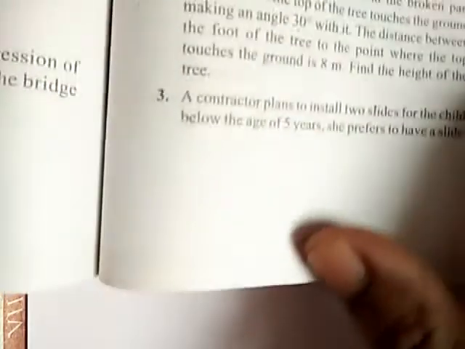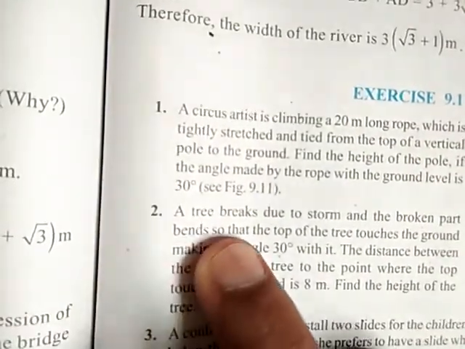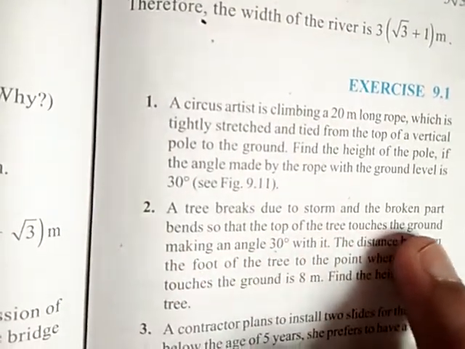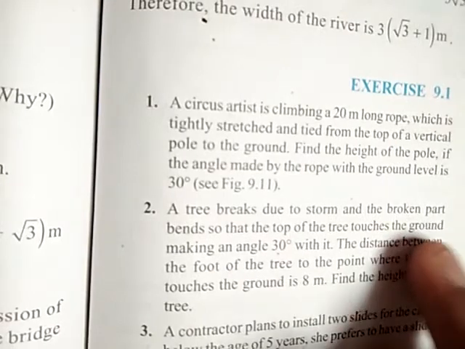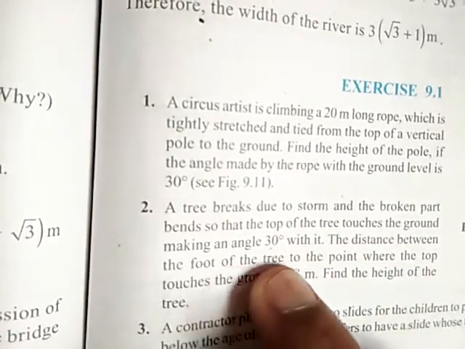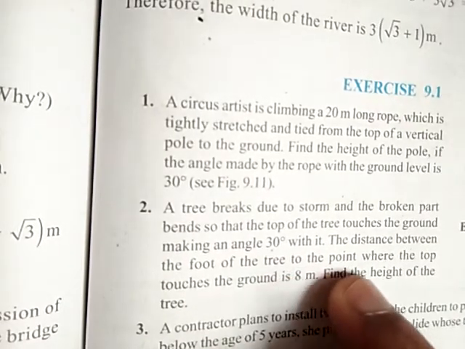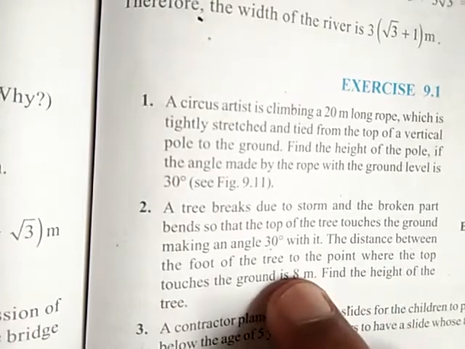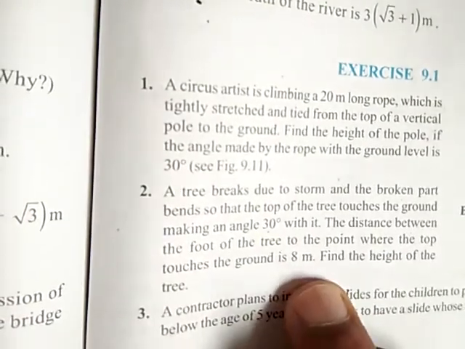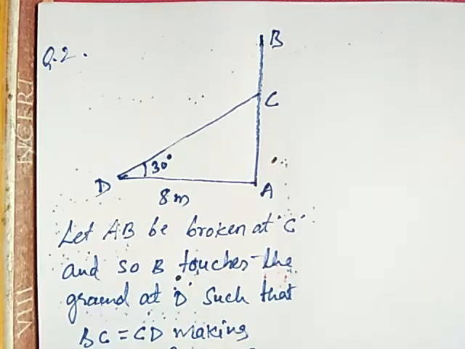Question number 2 is given here. A tree breaks due to a storm and the broken part bends so that the top of the tree touches the ground, making an angle of 30 degrees with it. The distance between the foot of the tree and the point where the top touches the ground is 8 meters. Find the height of the tree. This we need to find. So the solution we will see.